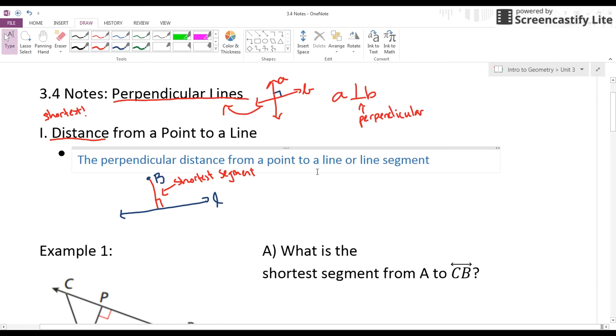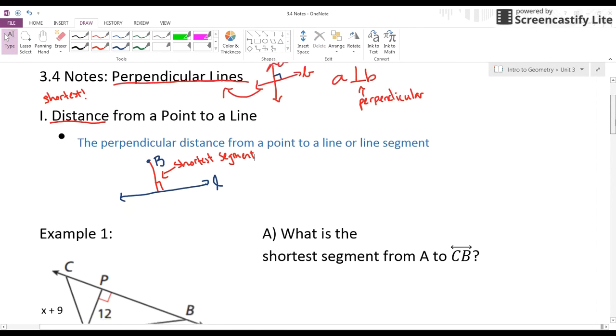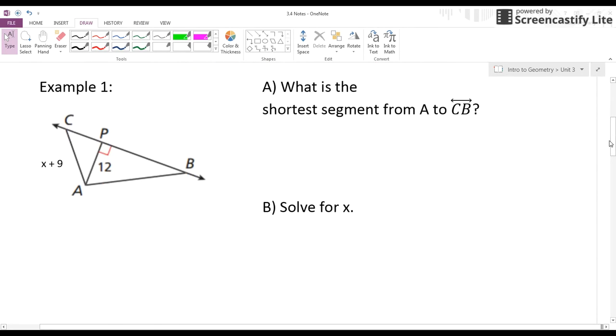Okay, so let's take a look at example 1. There are two questions here. A, what is the shortest segment from A to line CB? Here all I'm asking you to do is name it. If you take a look at the diagram, you might think, how do I know what's the shortest segment? Remember, when you're saying shortest segment, you should automatically be thinking perpendicular segment. Sorry, this should say segment. Let me make that a little clearer.